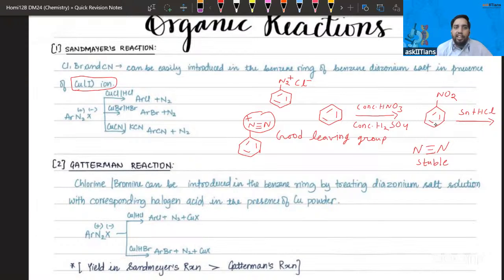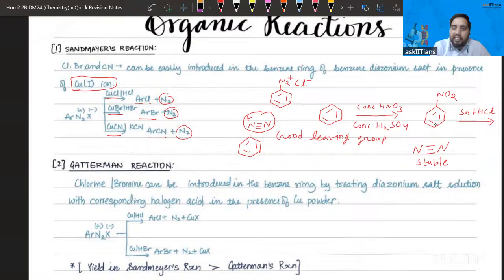For example, if we need to prepare chlorobenzene, we will take CuCl in presence of HCl, so we will get chlorobenzene. If we need to prepare bromobenzene, we will take CuBr in presence of HBr, so we will get bromobenzene. And if we need to prepare benzonitrile or cyanobenzene, we will take CuCN, and the product will be cyanobenzene. And you can see in all the reactions, the side product is nitrogen.